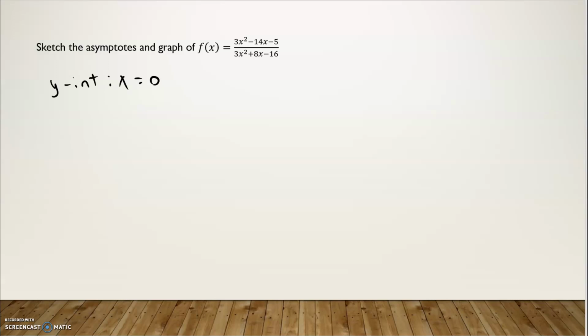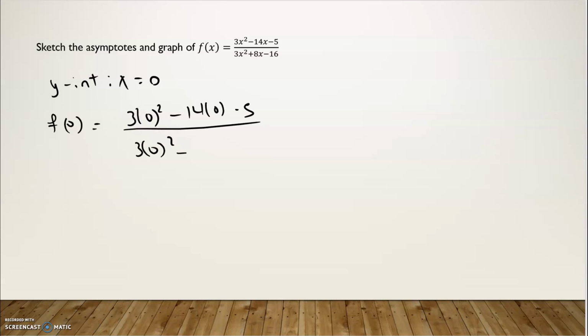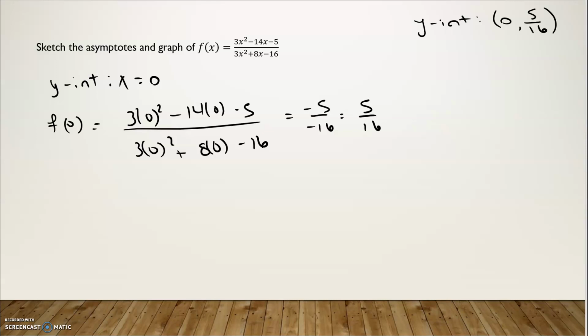So x equals 0, so f of 0, 3 times 0 squared minus 14 times 0 minus 5 over 3 times 0 squared plus 8 times 0 minus 16. So it looks like we got -5 over -16. So 5 over 16. Okay, so we've got a y-intercept of (0, 5/16).